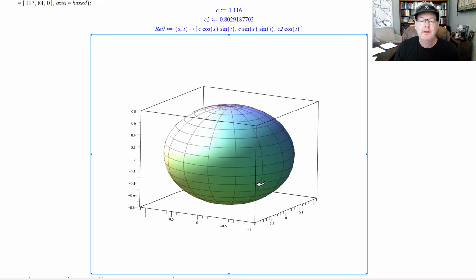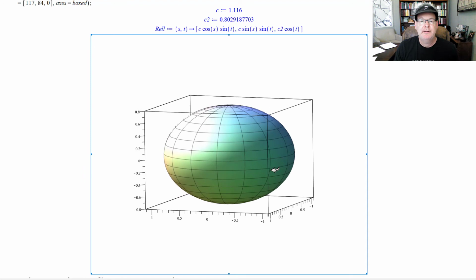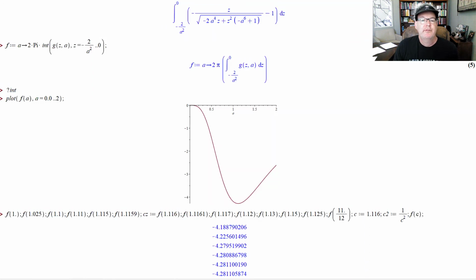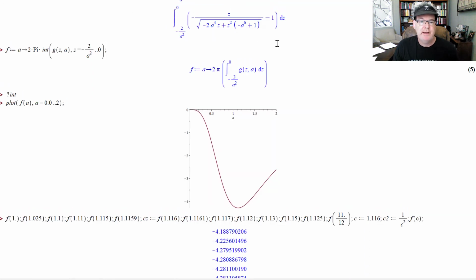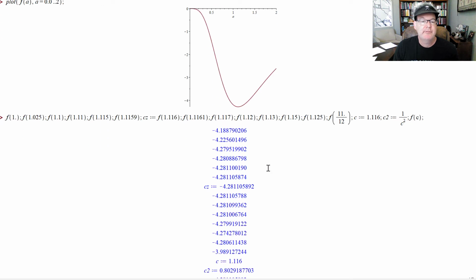Here's a picture of that ellipsoid, kind of flattened. If I plot the graph of that integral times 2 pi, again, now the maximum occurs a little beyond 1, and through a lot of testing, this was the maximum there, 1.116, and even 1.1161 and 1.1159 were smaller if you compare. But anyway, that was the best value to 3 decimal places.